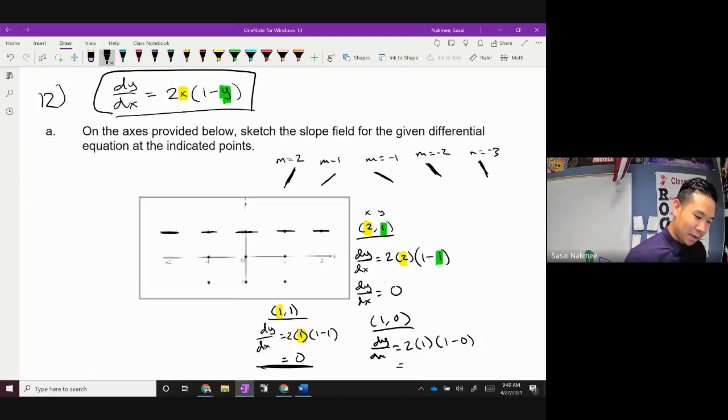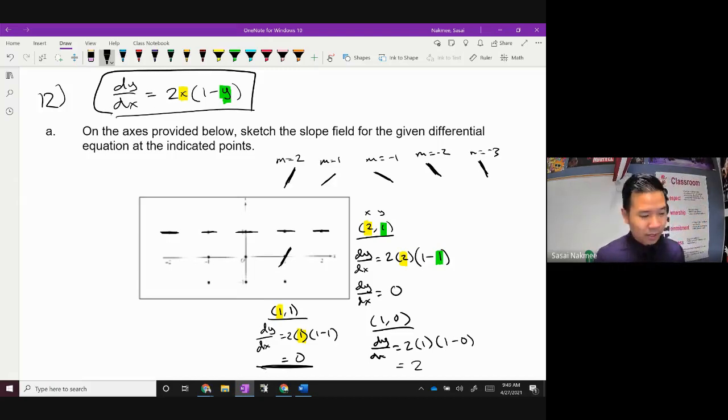All right, let's keep going over here. This will be 2 times 1, which is going to give me 2. So here I have a slope of 2. Up 2 over 1. That one's going to look a little bit steeper than a 1, so it's going to go something like that. There we go.